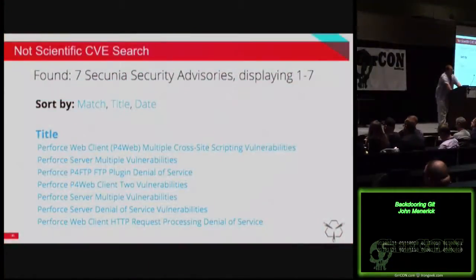So this is a security conference. So let's start talking about some 0-days and vulnerabilities. So not very scientific research of, hey, I'm just going to search for popular SCMs and just see how many known vulnerabilities there are. So, hey, Secunia, hey, Perforce, 7 total. Okay.